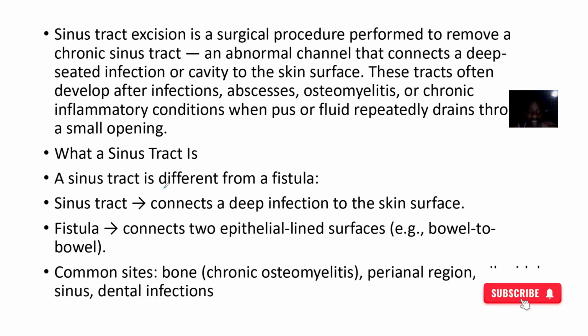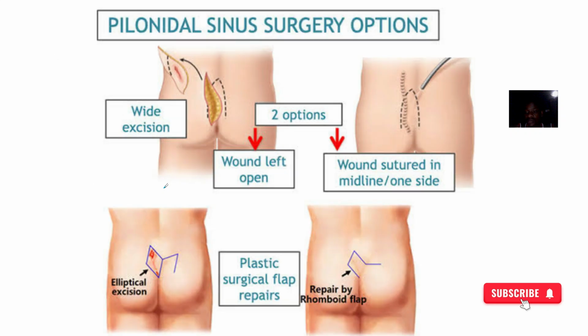So sinus tract is different from fistula. A sinus tract connects a deep infection to the skin surface, while a fistula is what? A connection between two epithelial surfaces. So get the difference. Okay. So common sites, maybe you have a bone: chronic osteomyelitis, perianal region, and also the pilonidal. See, the pilonidal sinus tract excision surgeries.